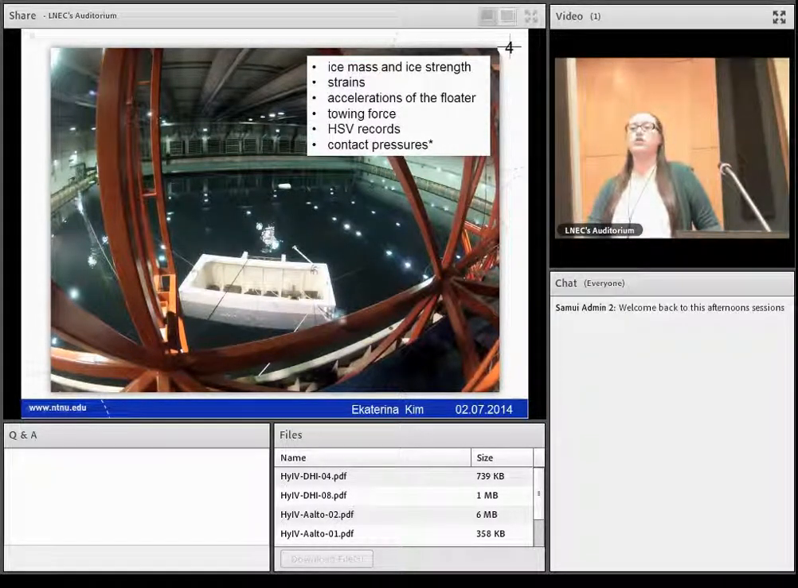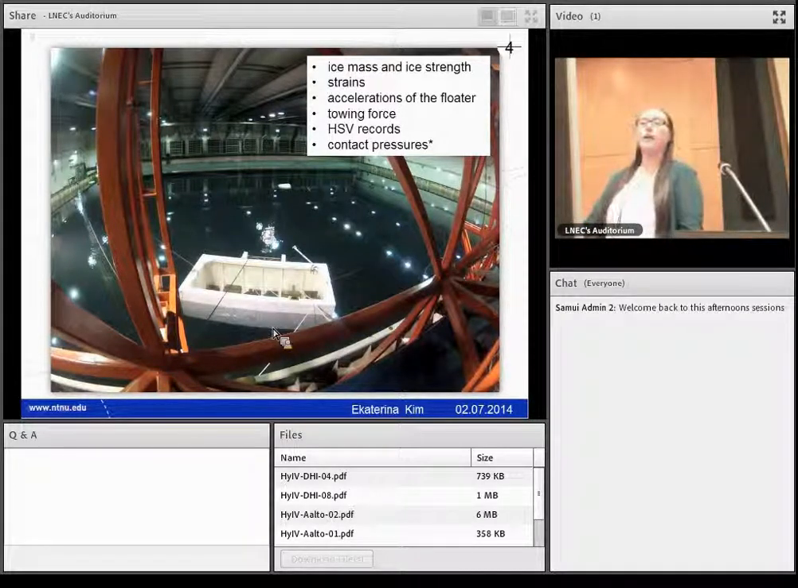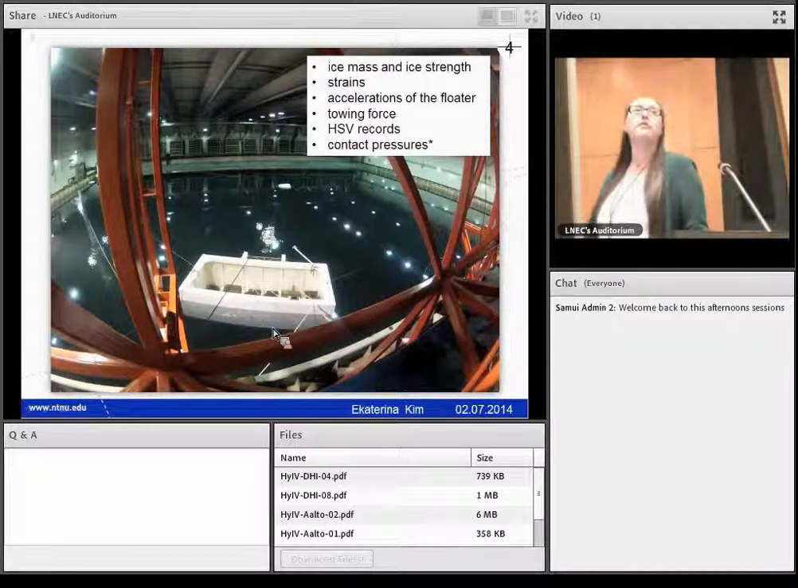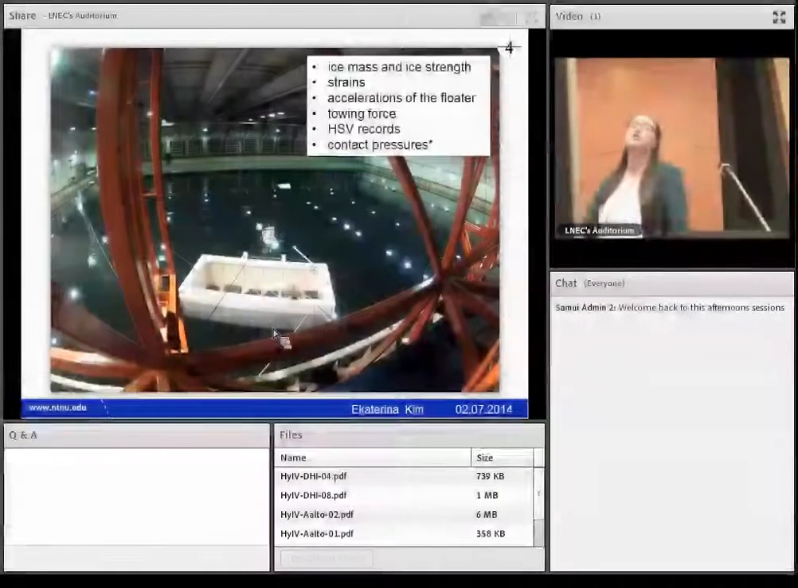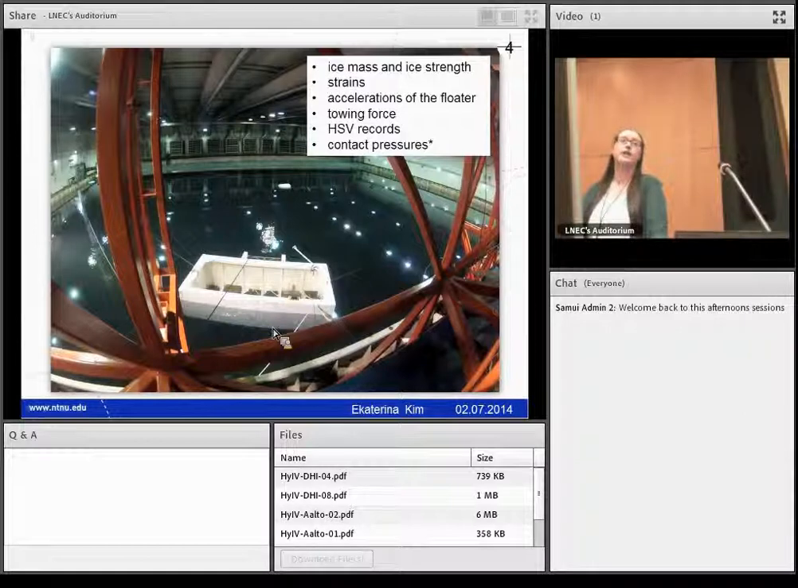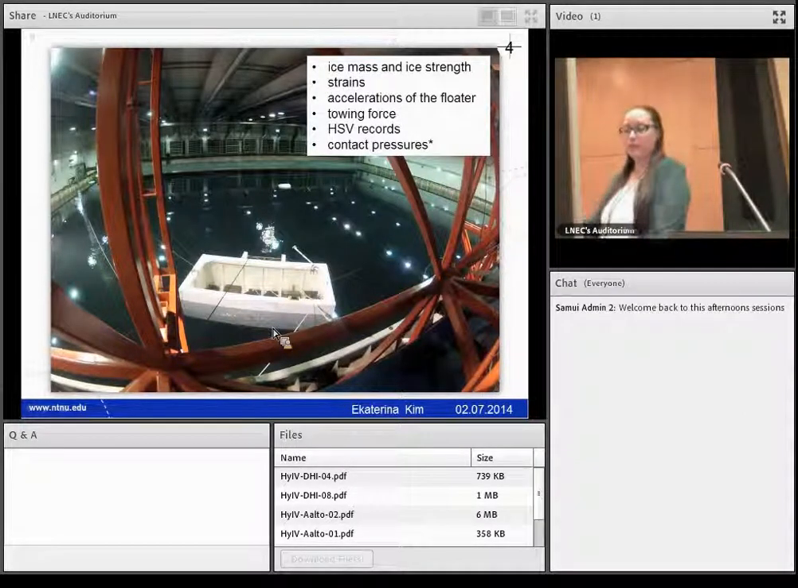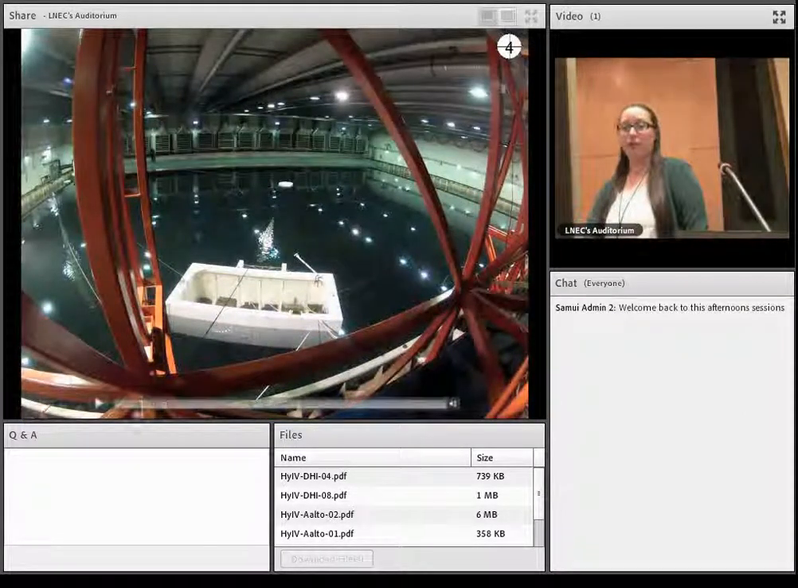We measure the ice mass and ice strengths. During the impact, we measure strains, accelerations of the floater, and towing force. We also recorded some high-speed videos and normal videos from 5 different angles, and also attempted to measure the contact pressures, and I will tell you a little bit more about it at a later stage. Here I would like to show you the video from the experiments.